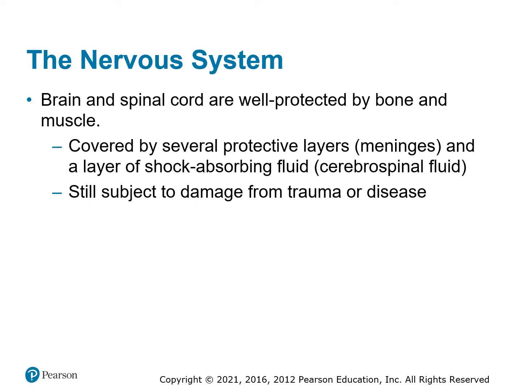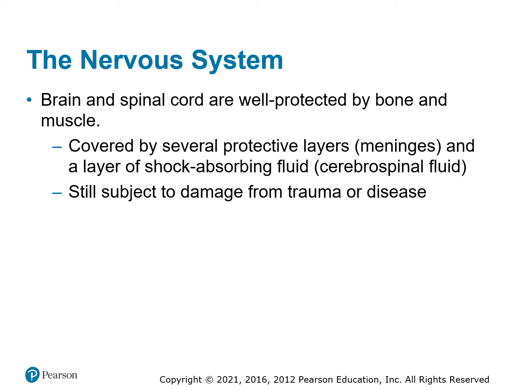The nervous system is another system within our body that is very important to us. This consists of the brain and the spinal cord. That's your central nervous system. They have bone around almost all the parts there. They're covered with protective layers called meninges, and then they have the CSF, cerebrospinal fluid, around them.